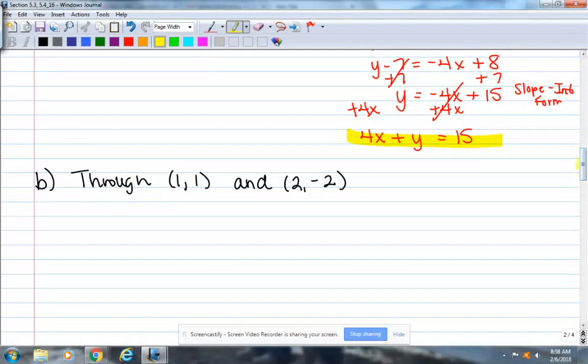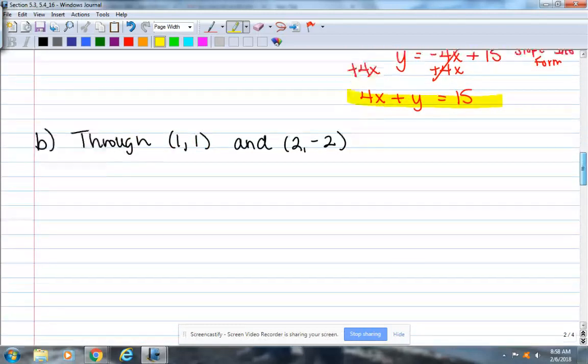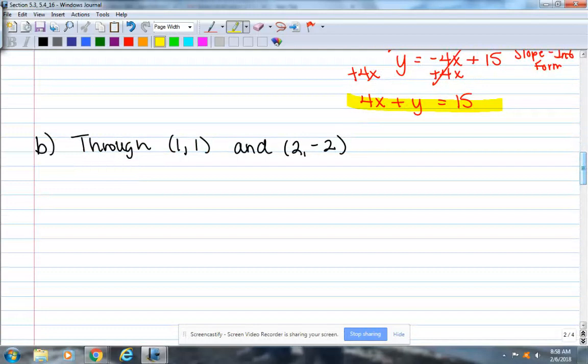This one makes our life a little bit more complicated. How so? We got to find the slope, right? They didn't come out and tell us the slope. We got to find the slope before we can do point slope form. Mm-hmm. On the other one.